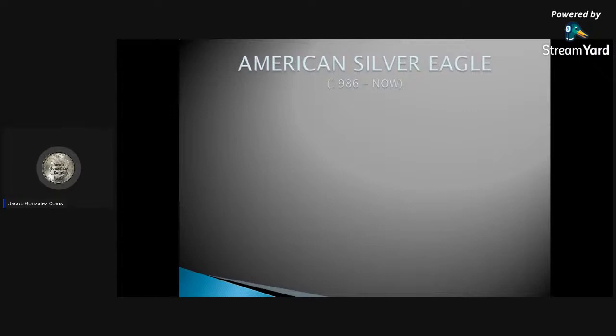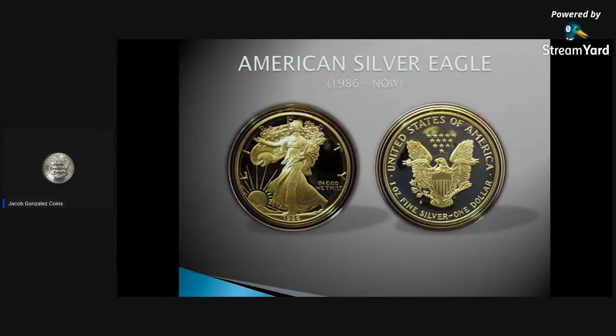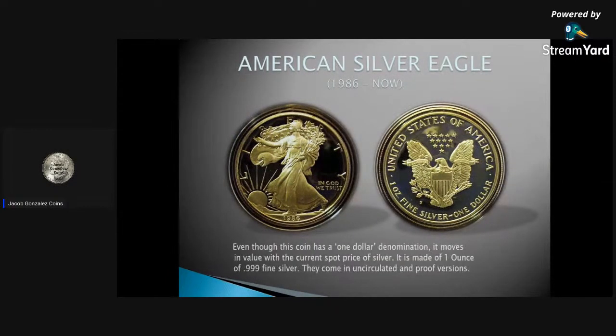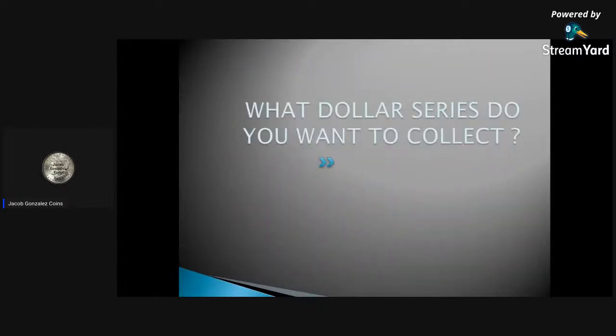So now the American Silver Eagle, one of the most great coins. Even though this coin has a $1 denomination, it moves in value with the current spot price of silver. It is made of only 1 ounce of silver with 0.999 fine silver. They come in uncirculated and proof versions. As you guys may know, this coin's reverse is going to change. So try to get as many as you can now before the price goes up, guys.